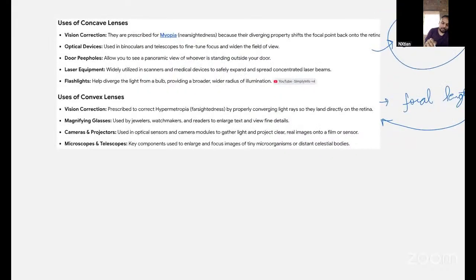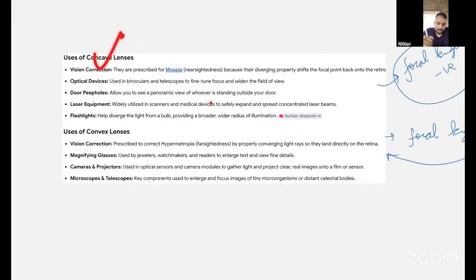Okay, then door peepholes. What a name. Door peepholes means when you check who is standing outside your house, there is one hole, and inside that hole, if you put one eye like this, like Pirates of the Caribbean, then you will see the wider view outside the door. That wider view is achievable by the concave lens. Laser equipment: in laser equipment and scanning, we use a concave lens so that we can clear all the part of the eye.